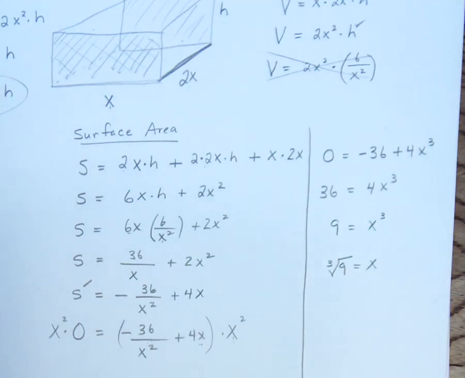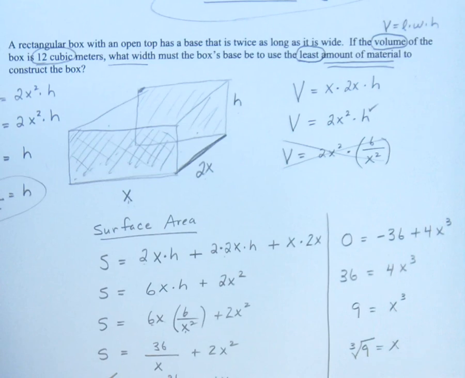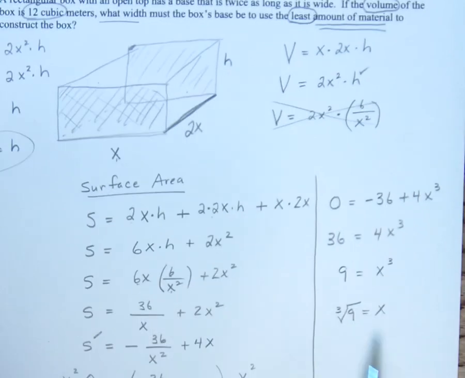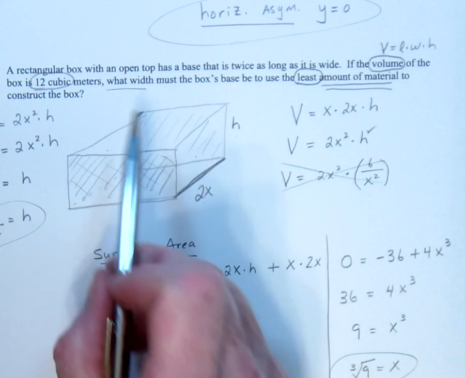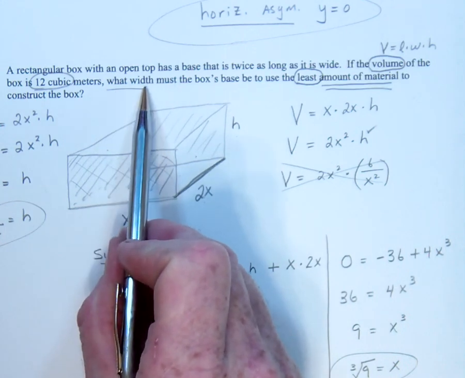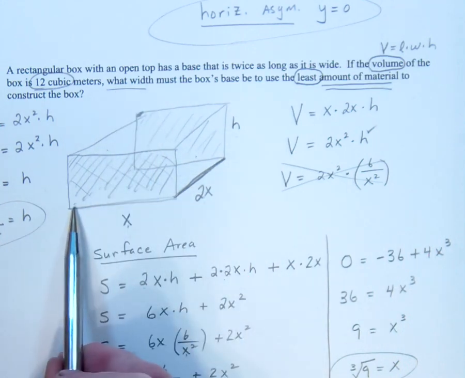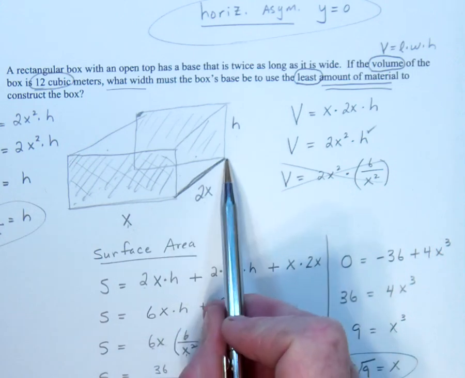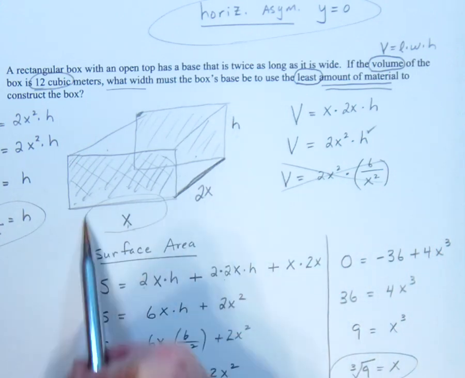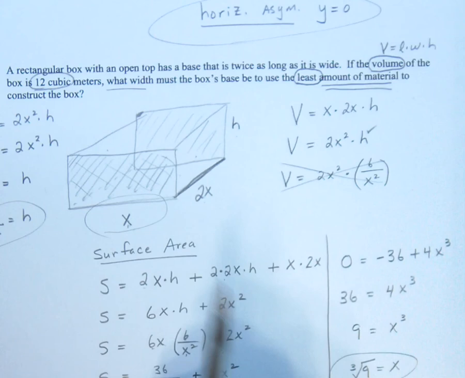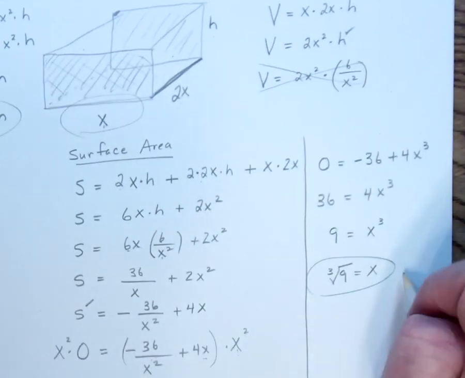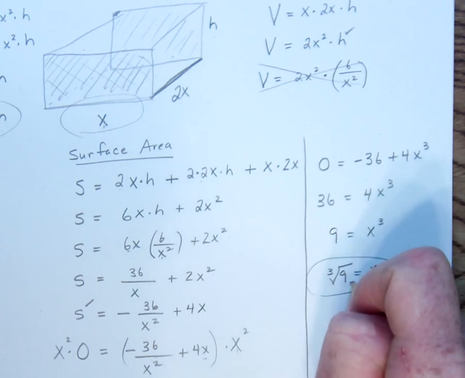The last thing to do is make sure that you answer the question, because all we've done is solve for x. We haven't solved for anything else. So we got this as our answer for x, and then go back and answer the question. So what width? Well, this is the width, and this is the length, and this is the height. So the question was actually only asking for the width, which is x. So we actually did it. That is the width, and it would be in meters.